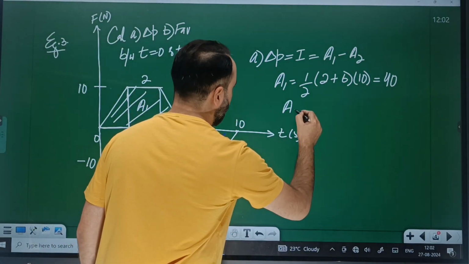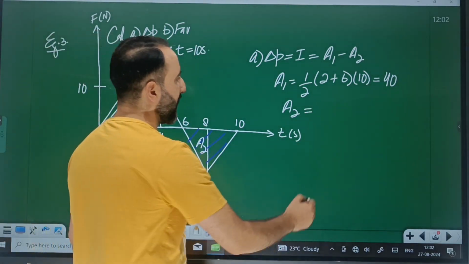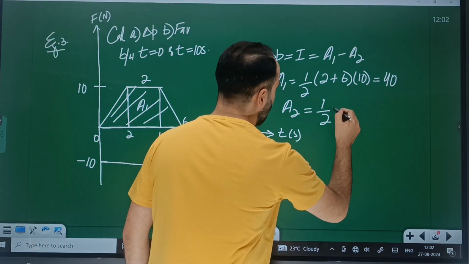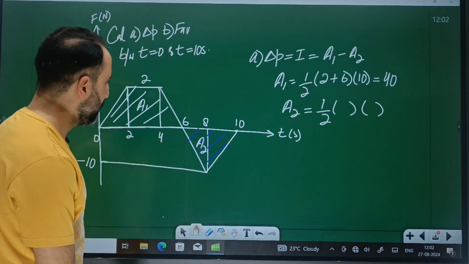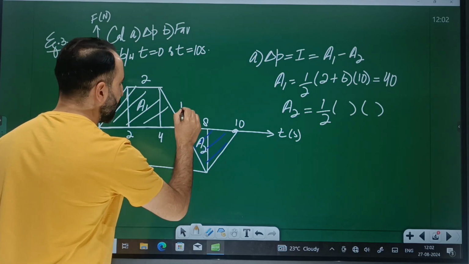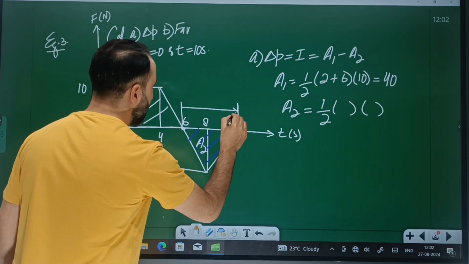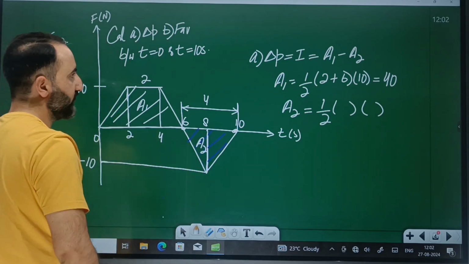Then calculate A2. A2, it is the triangle. Okay. So area of triangle is equal to what? 1 by 2 base into height. Now what is the value of base and what is the value of height? You have a look, beta. This is 10, this is 6, so this will be from here to here. This will be equal to what? It will be equal to 4, isn't it? And the height here, the magnitude, that's equal to 10.